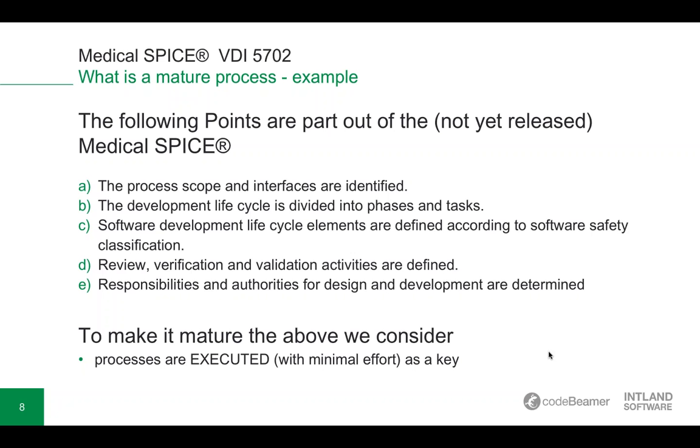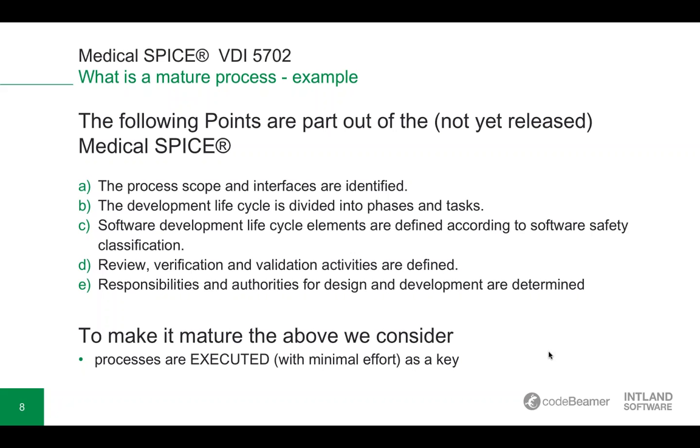The process scope and interfaces have to be identified. Out of the 62304, those processes have to be defined, with interfaces there. What is the incoming work product? What is the outgoing product? At what time? By what person? Then the development lifecycle is divided into phases and tasks. I'm going to show you that later on in the logical data model as well.